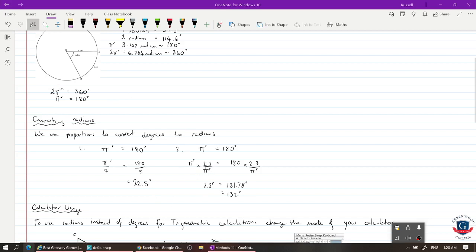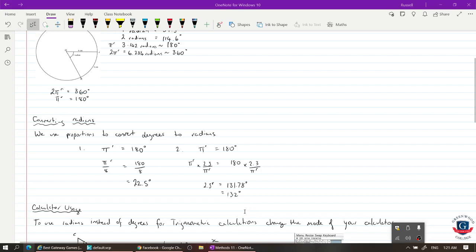Similarly, if we wanted to know 2.3 radians, so 2 radians and a bit, how many degrees would that be? We could multiply pi radians by 2.3 on pi. The pi's will cancel out and just leave the 2.3. We need to do that to both sides of the equation, so we go 180 times 2.3 on pi, and we find out that 2.3 radians is in fact 131.78 degrees, or rounding to no decimal places, 132 degrees.